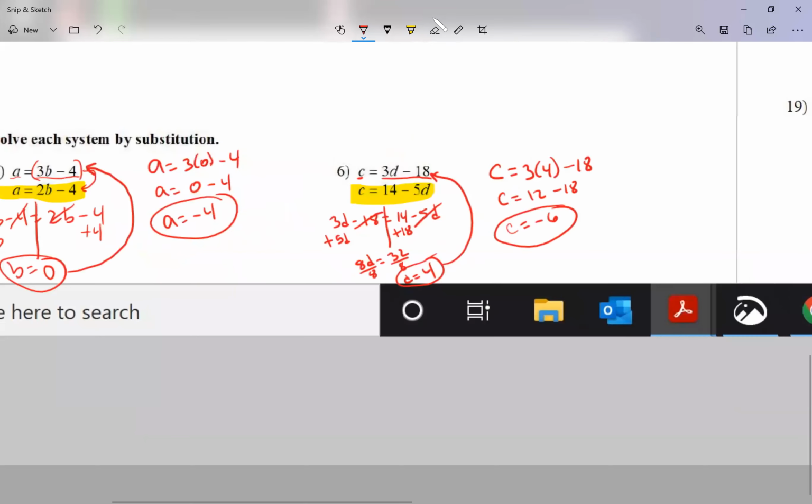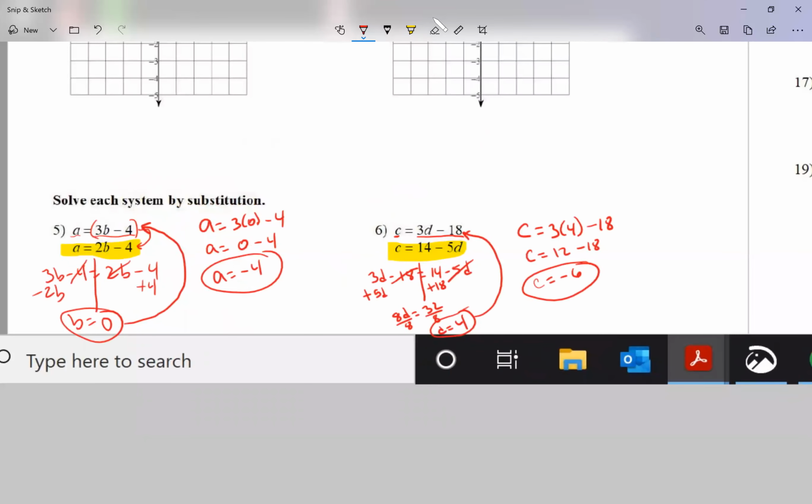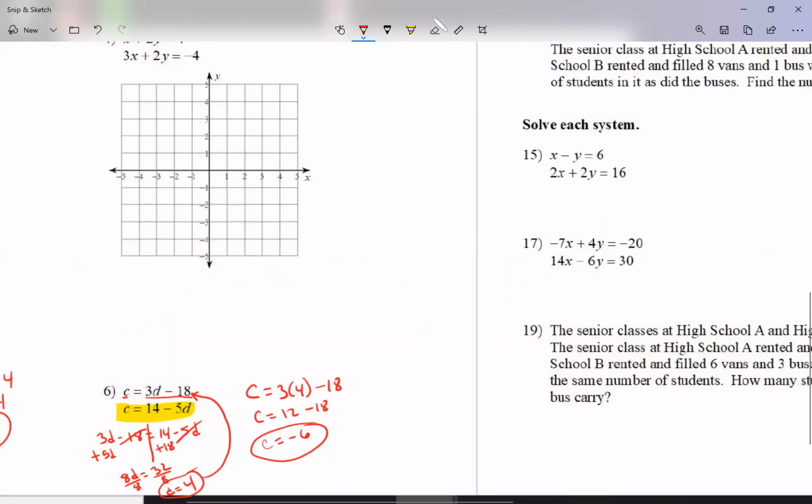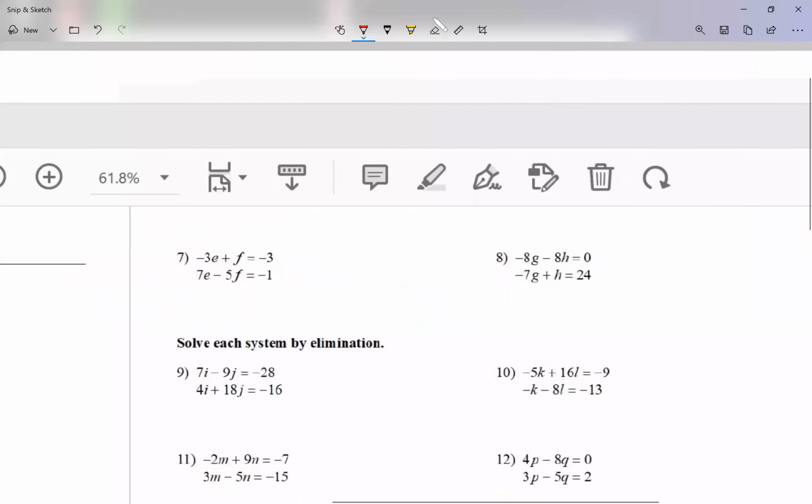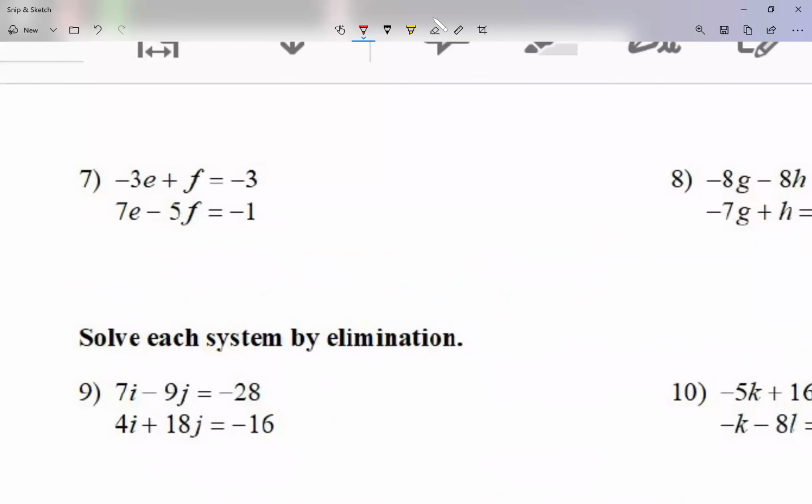So it's nice when one letter is by itself. Take a look at questions 7 and 8. What happens when I don't have a letter by itself? I will get a letter by itself. Now looking at question 7, if I want E by itself, I'm looking at the first equation. I'm gonna have to divide everything by a negative 3 eventually. But I can see that I can get F by itself.